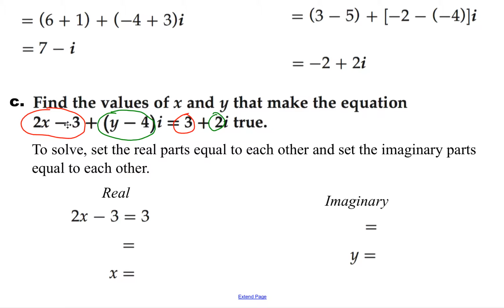So the real part, we have 2x minus 3 is equal to 3, and the imaginary part, we have y minus 4 is equal to 2. And now we can just solve those independently. Adding 3 to both sides, we get 2x is equal to 6, or x equals 3. Adding 4, we get y equals 6. So those are the values of x and y that would make that a true statement.